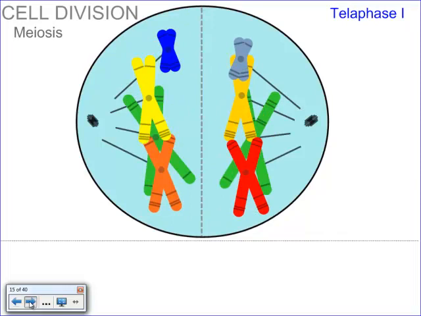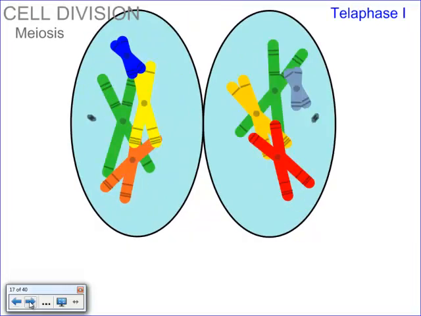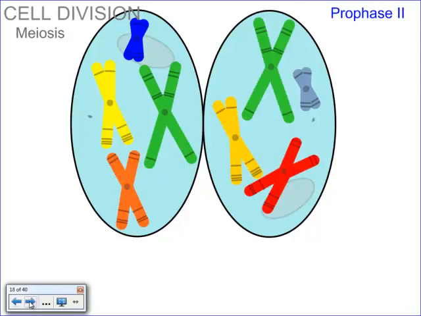So as we move through anaphase, we see our splitting of our homologous chromosomes. We moved through telophase. Here we are in cytokinesis, where we have 2 cells that were each considered diploid. Now moving on into meiosis 2.